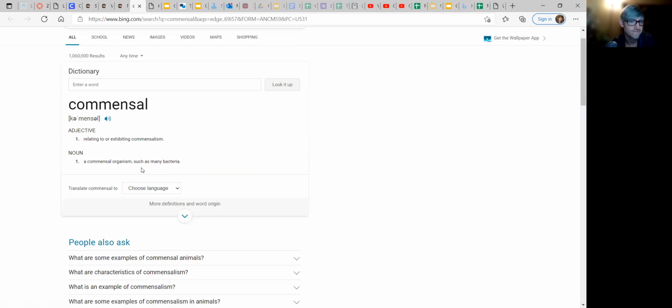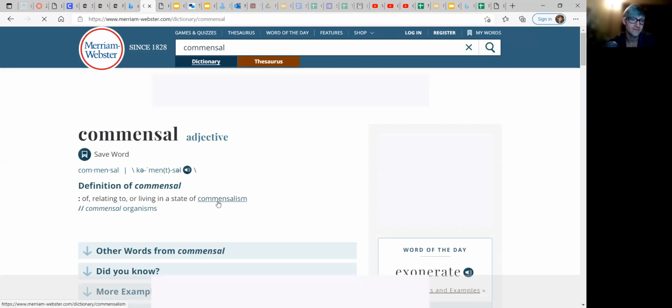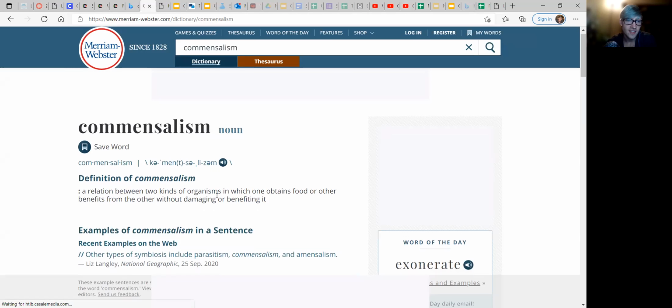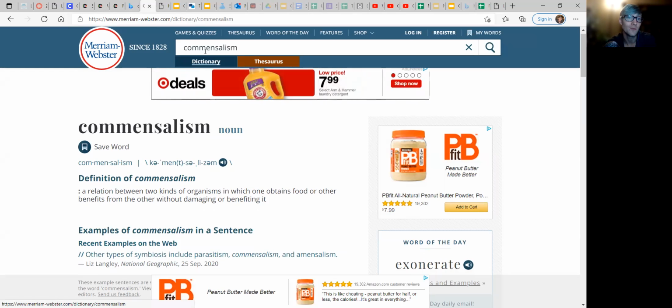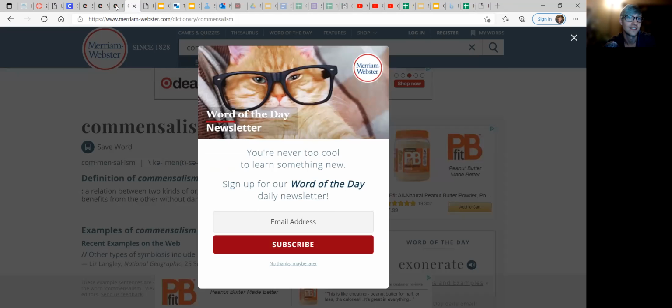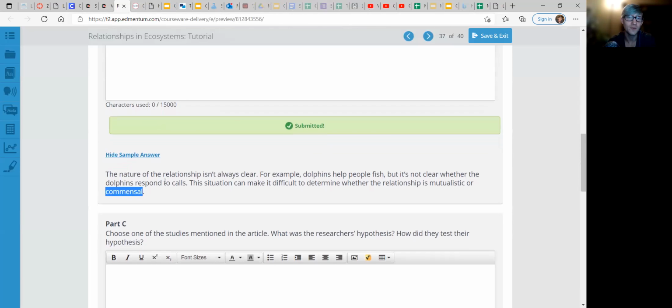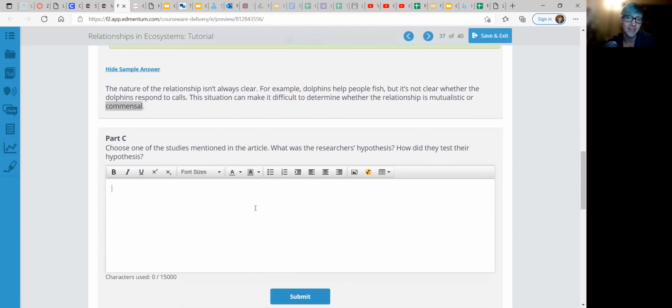And commensal, if you guys need a little refresher, we'll use Merriam-Webster. And this is a relationship between two kinds of organisms in which one obtains food or other benefits from the other without damaging or benefiting it. So that's not so much a win-win. That's not so much a win-win as one wins and one neither wins nor loses, right? So mutualistic is a win-win, commensal is not. Be sure to be able to make that distinction.